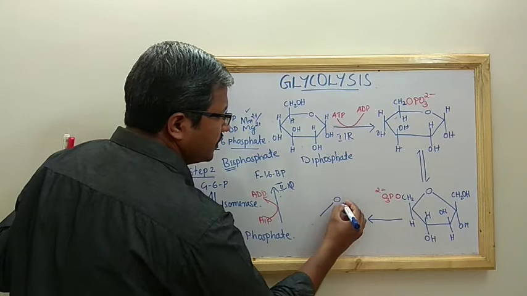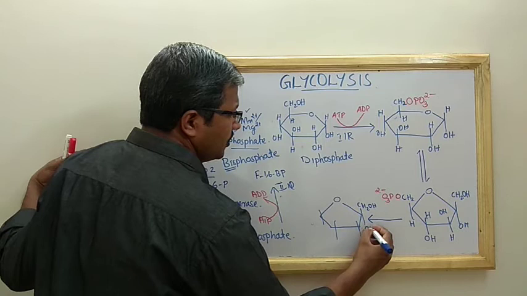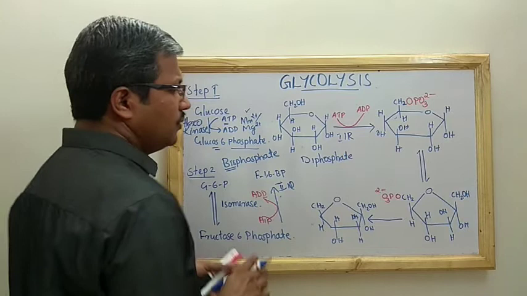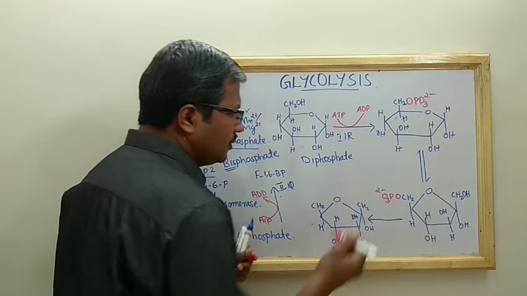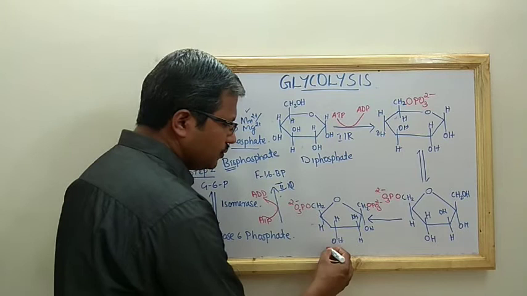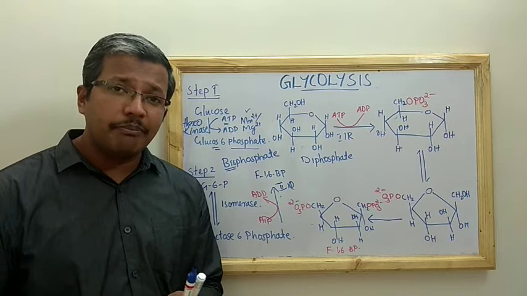The ring structure is here. So the entire thing will be same only: CH2OH, OH, OH, H, H, OH, H, CH2. Now, what is added to first and the last? Already in the sixth one, it is there. So we have to just add this one. O, P, O3 2 minus. Here also we have to add O, P, O3 2 minus. Now it becomes the fructose 1,6 bisphosphate. So here ends the first stage of glycolysis, where trapping and the conversion to cleavable form happened.